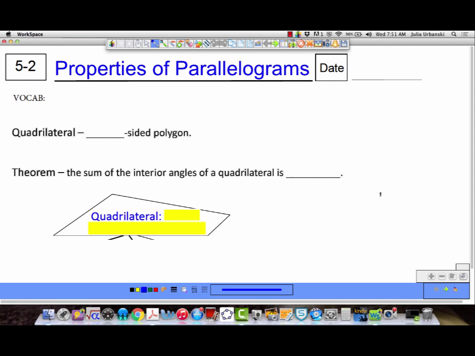Quadrilateral. They're squares, but that's only one of them, right? They're rectangles, that's only one of them. But all of them are quadrilaterals. So that's going to be our quadrilateral family.